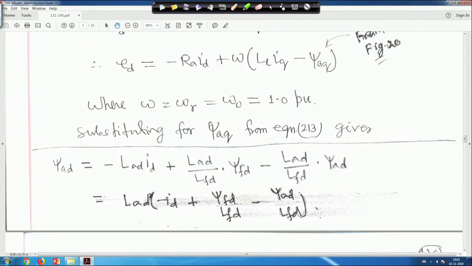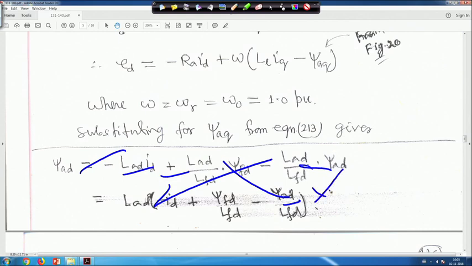This is nothing for you, no need. You better skip this one and go to the next page.